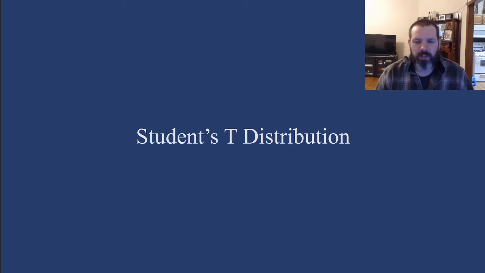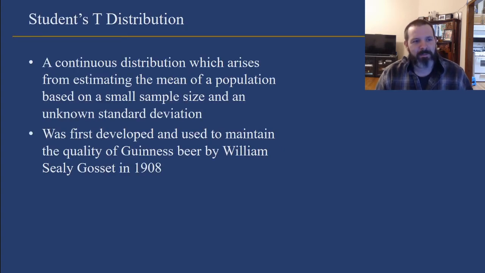Student's t distribution is probably the probability distribution with the most interesting story behind it. It is a continuous distribution which arises from estimating the mean of a population based on a small sample size and an unknown standard deviation. It was first developed and used to maintain the quality of Guinness beer by William Sealy Gosset in 1908.